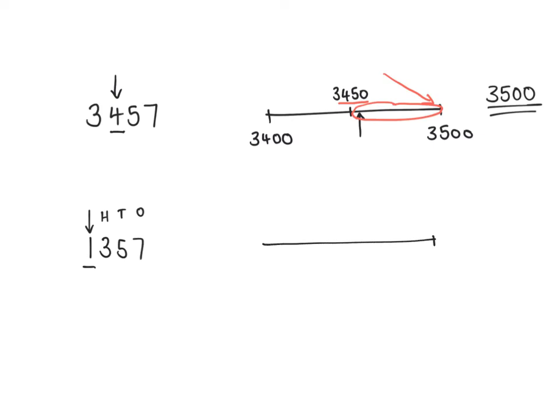Now, because we're rounding to the nearest 1,000, I look at whether that is 1,000 or whether it's the next one up, 2,000. The middle would be 1,500. And this number is 1,357. So that would be around about here. So because that's on this side of the middle, that's going to round down. So the answer would be 1,000.